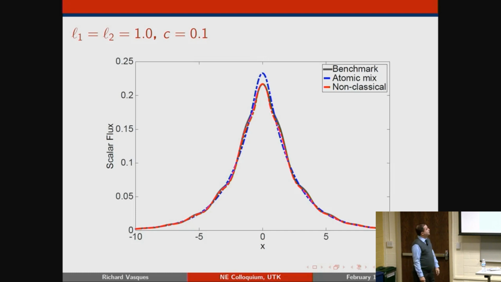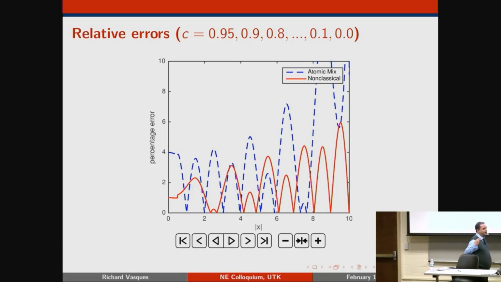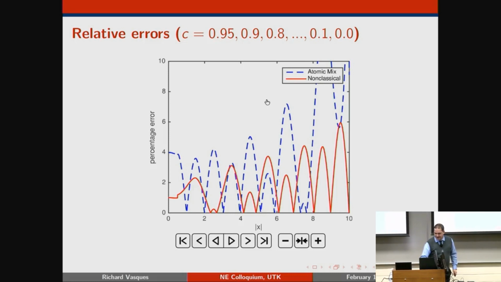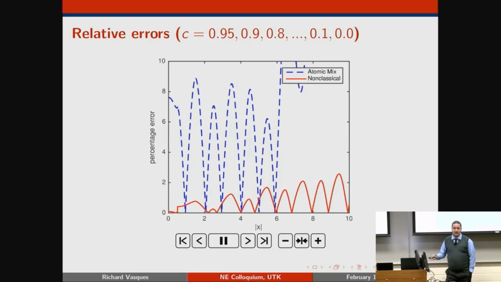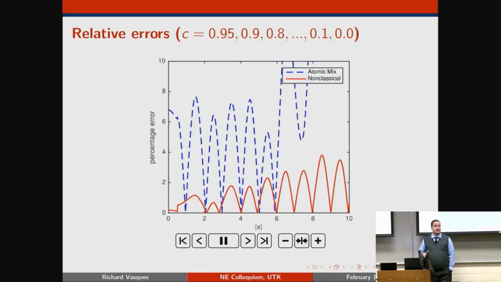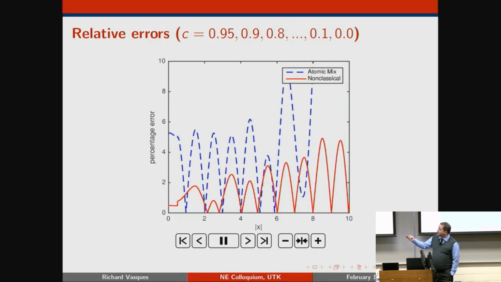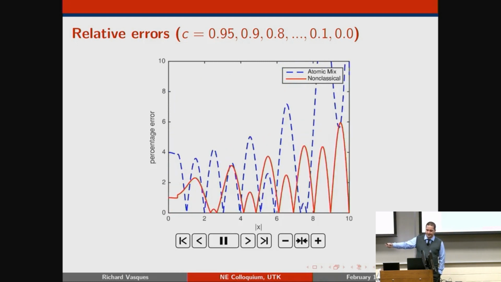But if I move forward, these are going to be the relative errors as I go from diffusive to purely absorbing. Now, for diffusive systems, atomic mix is known to be fairly accurate. But as I increase absorption, you see that the atomic mix error increases, and the non-classical error decreases. So this is a relative % error. 0 here is that peak, and 10 is as you go away from it. It's a symmetric problem.